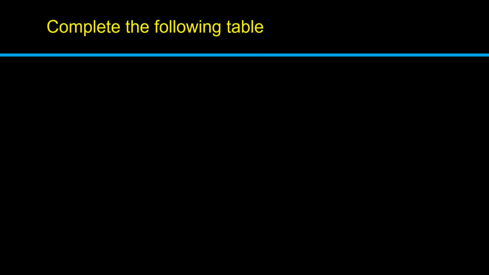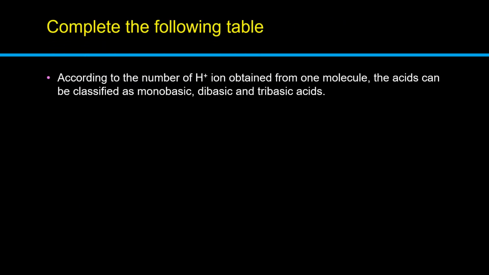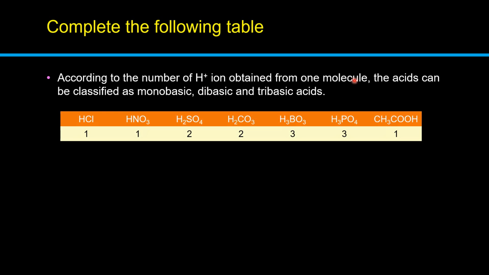Shall we complete the following table, children? According to the number of H plus ions obtained from one molecule, the acids can be classified as monobasic, dibasic and tribasic acids. Let us see the table. HCl can give only one H plus, so can HNO3. H2SO4 can give 2 H plus, so can H2CO3. Boric acid can give 3 H plus, so can phosphoric acid.